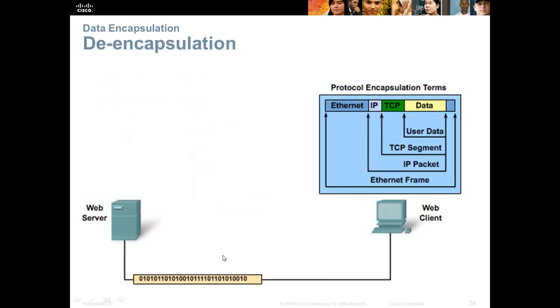When it gets received on the other end, if it got received by the web client, we would then do the de-encapsulation. The de-encapsulation is going to strip off those things. It's going to strip off the header and take a look at the MAC addresses to see if this is the right client. It's going to strip off the IP addresses to see if this was delivered to the correct destination. So we have encapsulation and de-encapsulation going on.